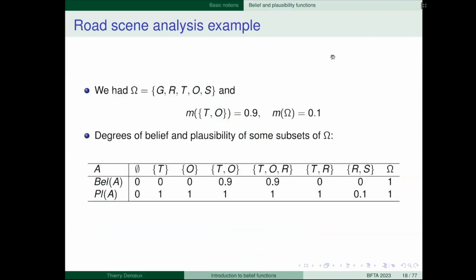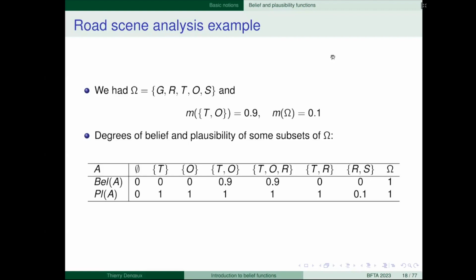So coming back to the Rothian example, we have this mass function. Here I give the values of Bel and Pl for only some of the 2^5 possible subsets. The empty set has a degree of belief and plausibility of 0, because no non-empty subset is included in the empty set, so Bel is 0, and no set has a non-empty intersection with the empty set, so the plausibility is always 0.